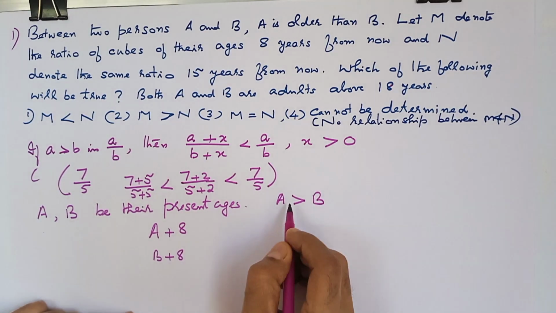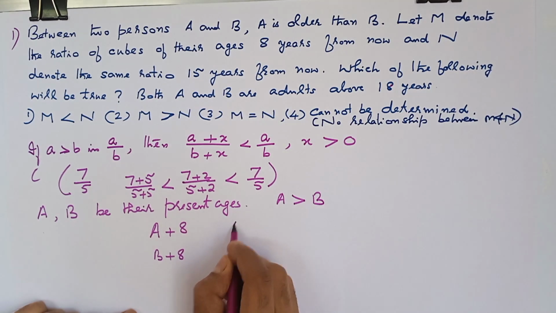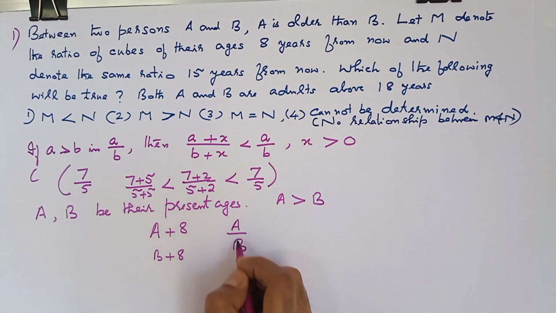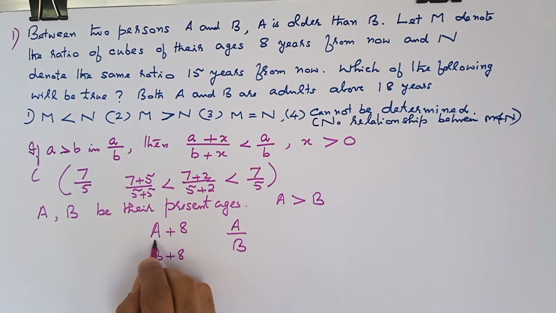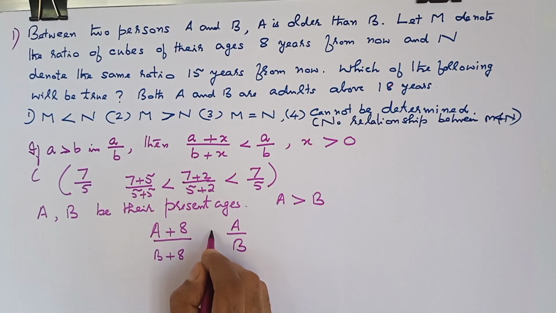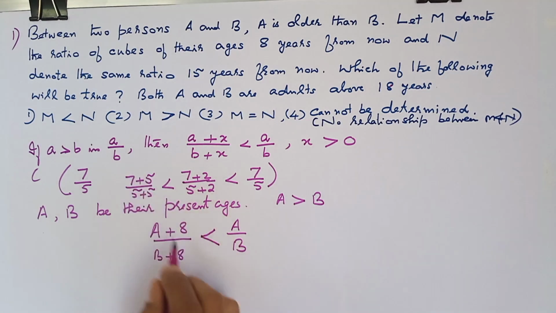Okay. Now, look at this fraction. I am forming the ratio of their ages, present ages. Look at the ratio of their ages at 8 years from now. This will be the ratio of their ages 8 years from now. What will be the relationship between these two? Using this result, definitely this is less than this. Now again in this fraction, A plus 8 is bigger than B plus 8.